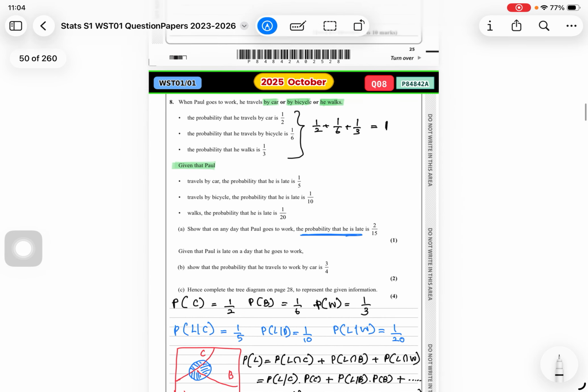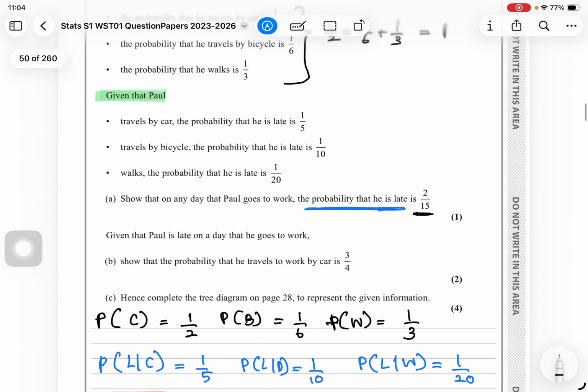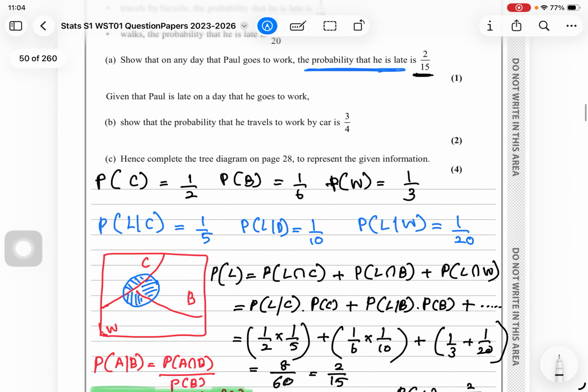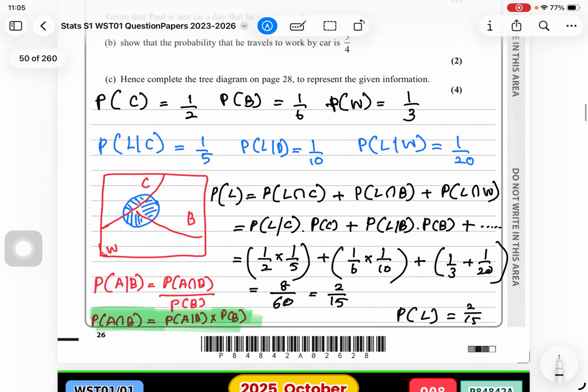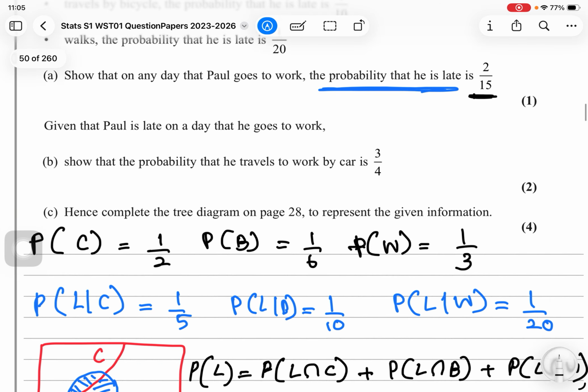So if we check the question, that's what they expect from us. This is how we can easily calculate it. This can also be done with a tree diagram, but this is way easier. Now let's come to the next question.